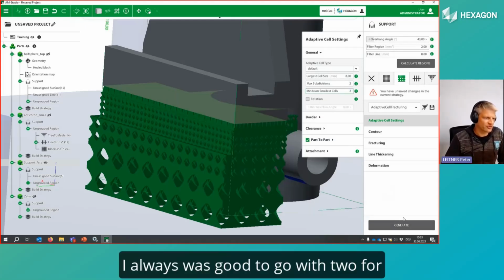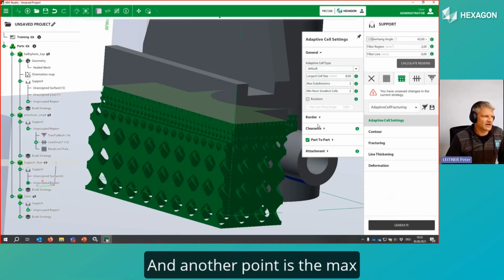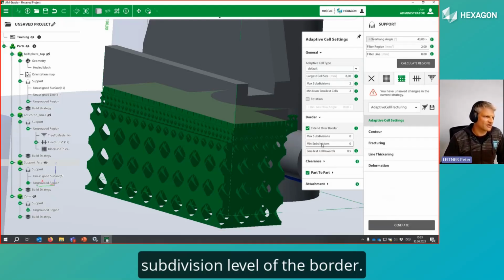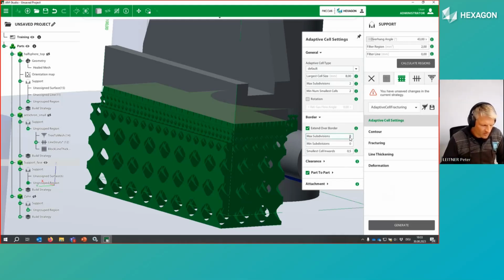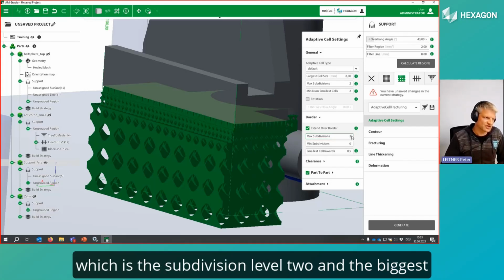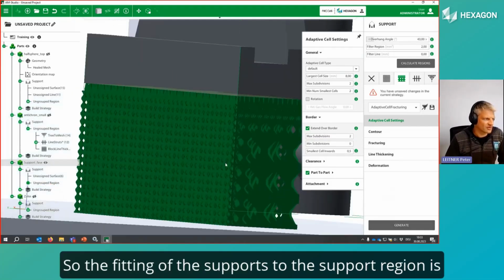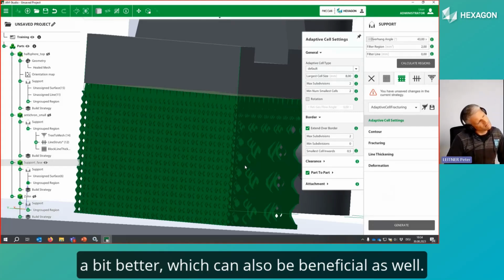I always was good to go with 2 for aluminum materials or parts which were printed in aluminum. And another point is the max subdivision level of the border. When you allow the algorithm to use the smallest, which is the subdivision level 2, and the biggest one, you will end up in something like that. So the fitting of the supports to the support region is a bit better. Which can also be beneficial as well.